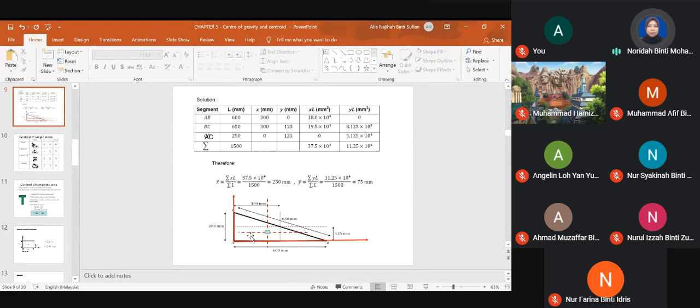And then at the intersection point here, we get the centroid represented by this dot.